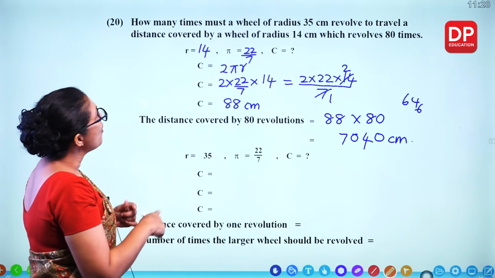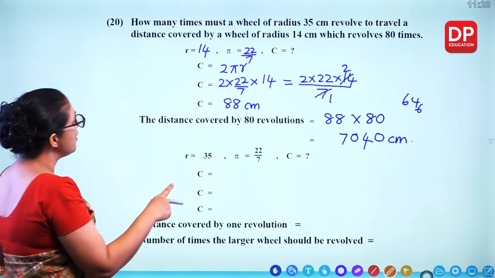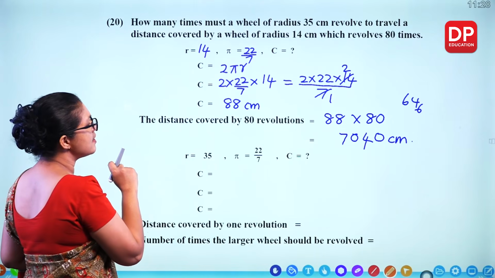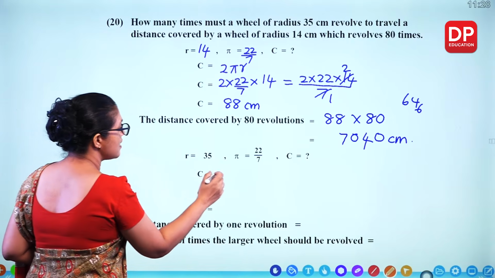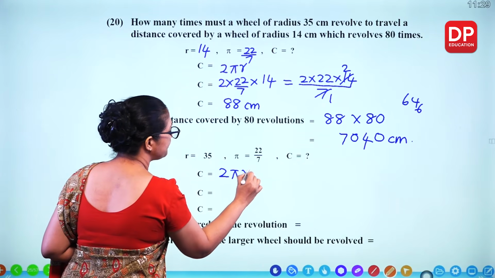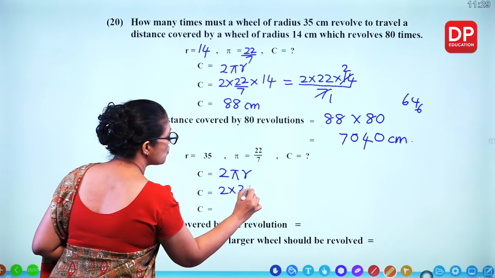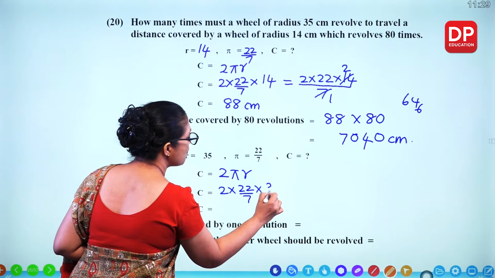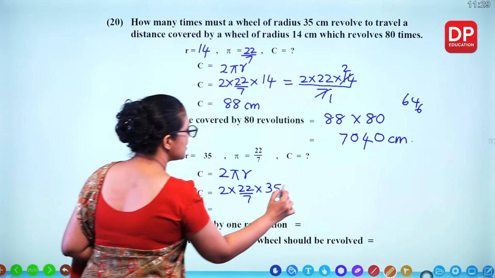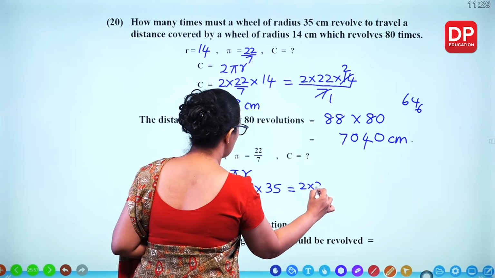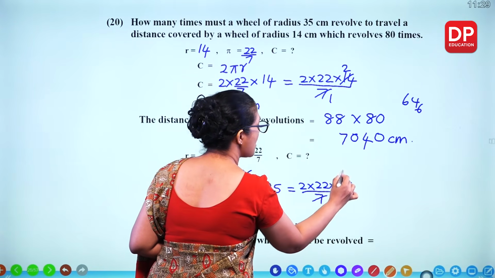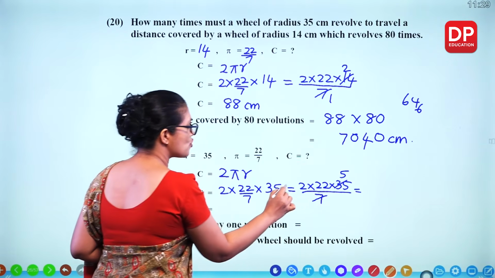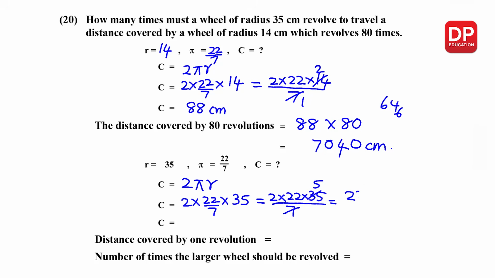Now, what about the big one? Big wheel radius is 35. So, what's the distance there? C equals 2 pi r. 2 times 22/7 times 35. So you get 2 times 22 times 35 divided by 7. 7 times 5. 5 times 2, 10. 10 times 22, 220 centimeters.